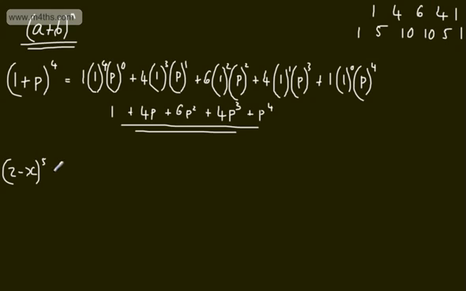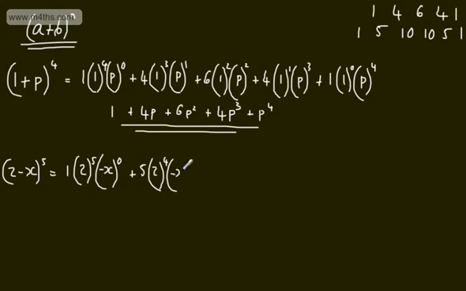So let's go ahead now and do this. What we're going to have then is 1. That's the coefficient. We will have 2 to the power of 5. We're going to have minus x to the power of 0, plus 5 multiplied by 2 to the power of 4. So I'm dropping this down from 5 to 4. I'm going from 5 to 0 on the 2, and I'm going from 0 to 5 on the minus x.